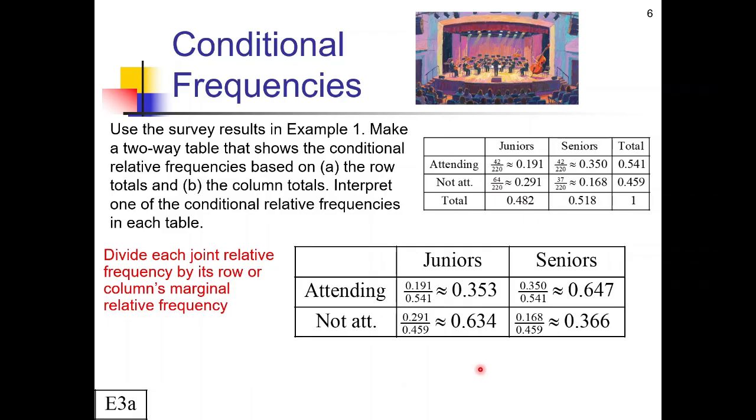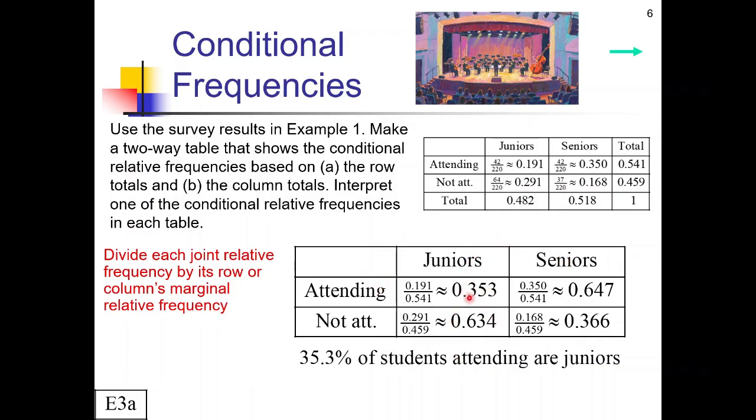So let's go ahead now and interpret this upper left one here, although we could do it for any one. What does this 0.353 actually mean? Well, since we did this with respect to the rows, this means that of the students who are attending, 35.3% of them are juniors. Of the students who are attending, because we did it by rows, 35.3% are juniors. Over here, 64.7% of the attending students are seniors. Down here, 63.4% of the non-attending students are juniors. So we're basically breaking each of these attending, non-attending categories down by juniors versus seniors.